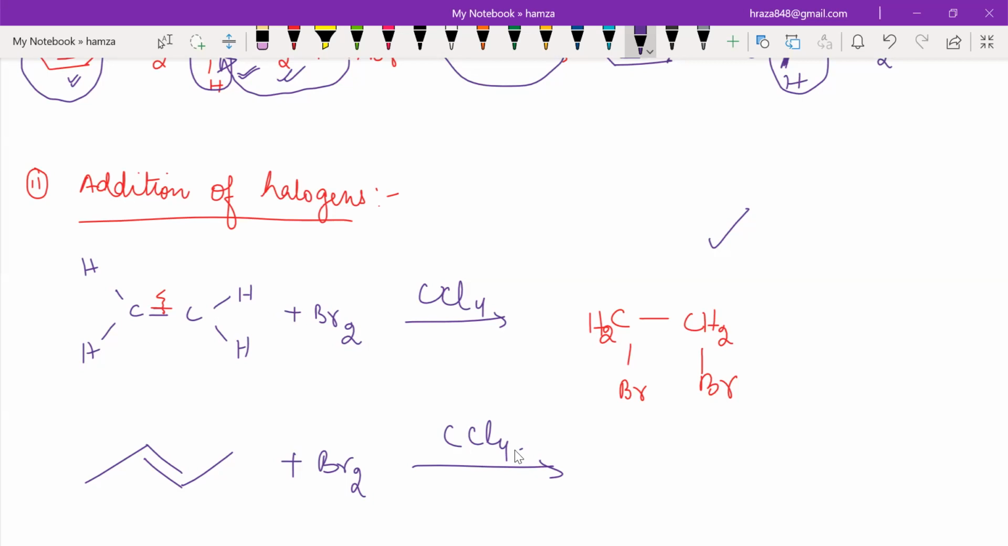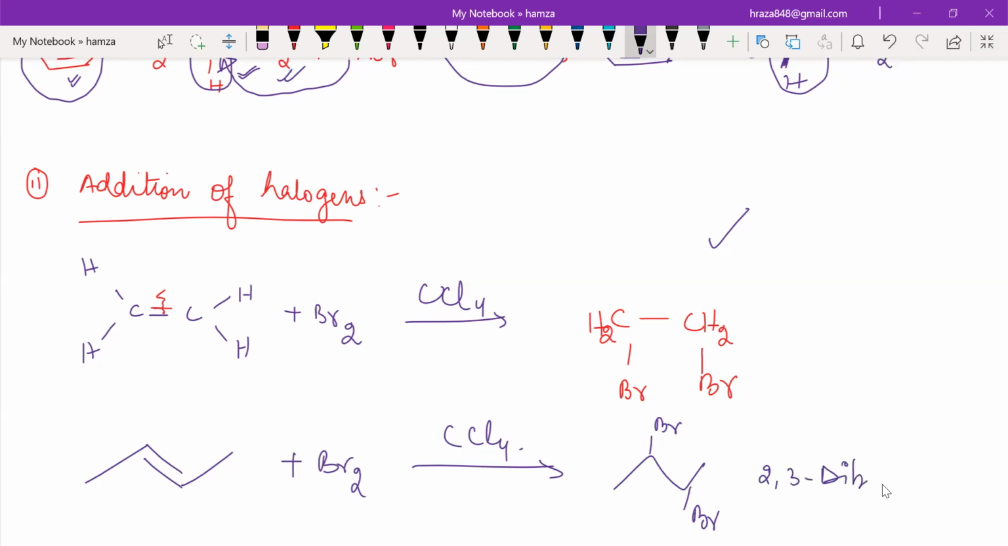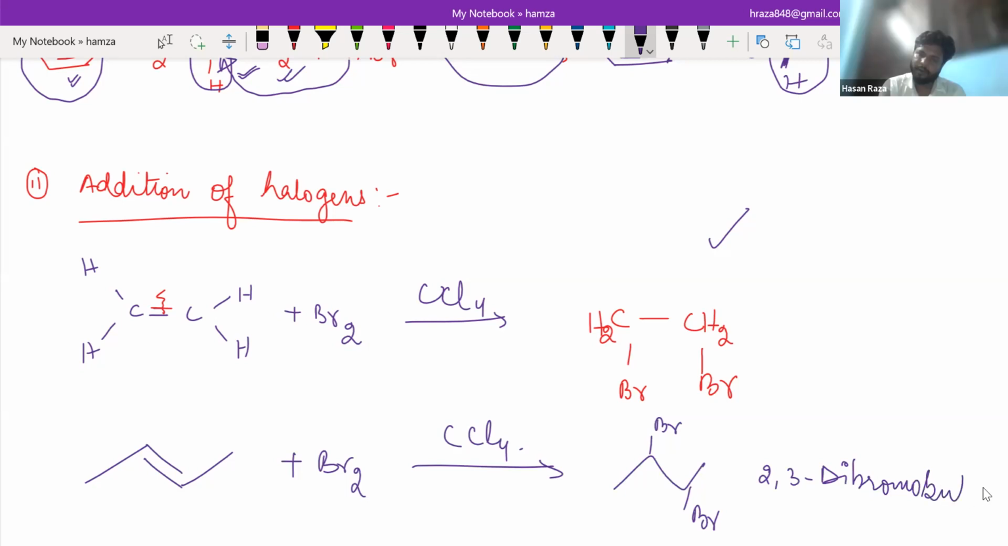2,3-bromobutane. 2,3-dibromo, not bromo. You can see the product will be like this: bromine here and bromine here. Yes, sir. So 2,3-dibromobutane. Yes, sir.